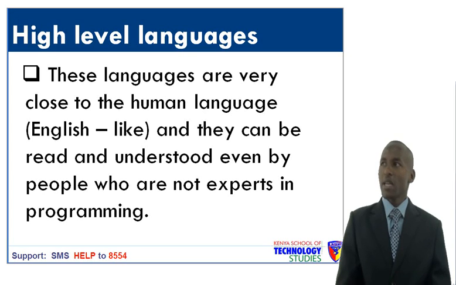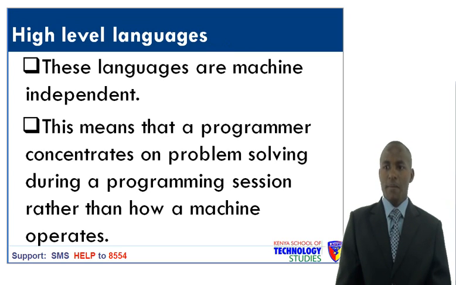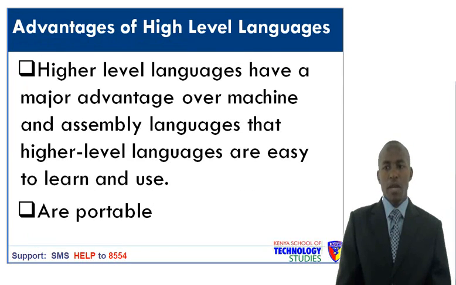Let us now look at high-level languages. These languages are very close to the human language, e.g. English-like, and they can be read and understood even by people who are not experts in programming. These languages are machine independent. This means that a programmer concentrates on problem solving during a programming session rather than how a machine operates.